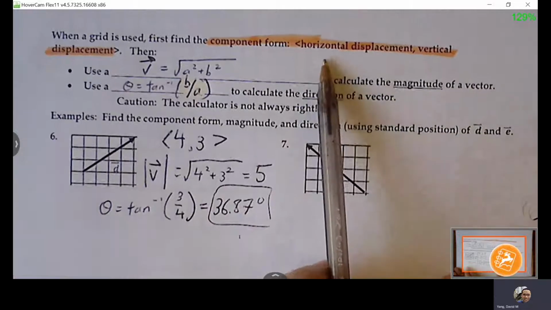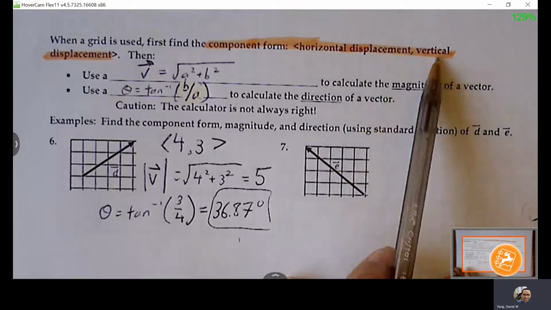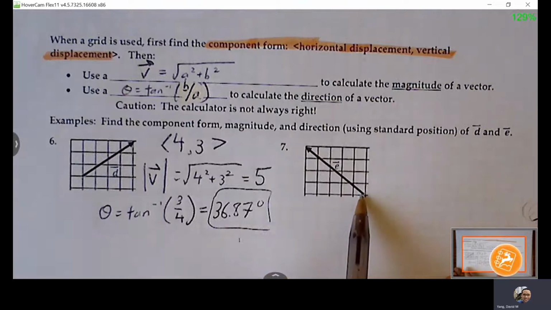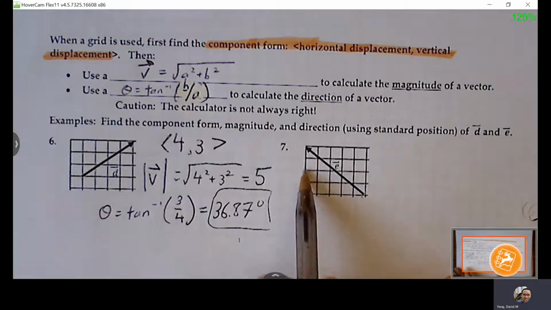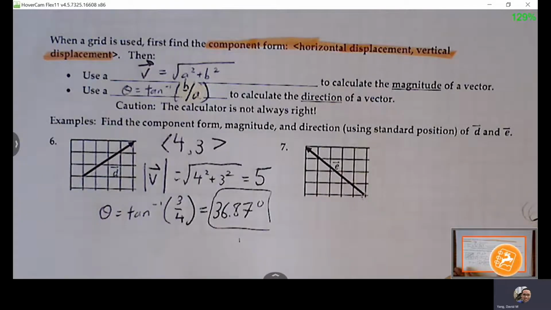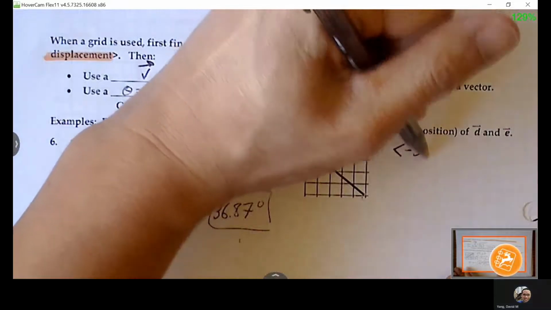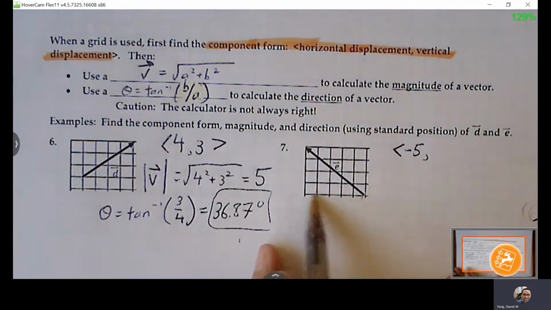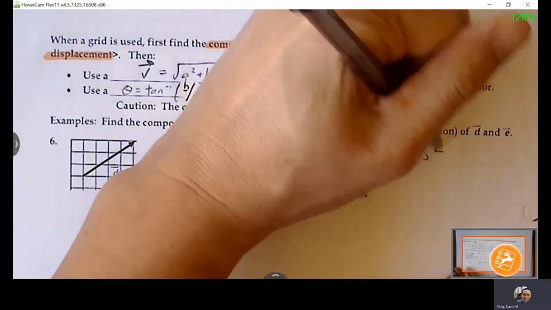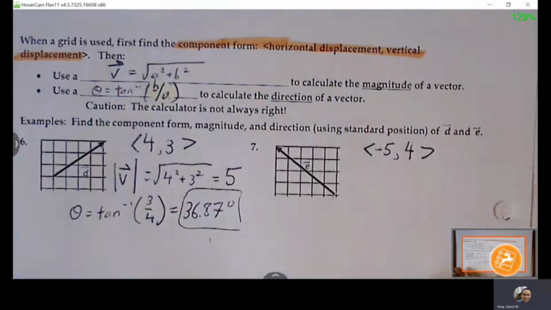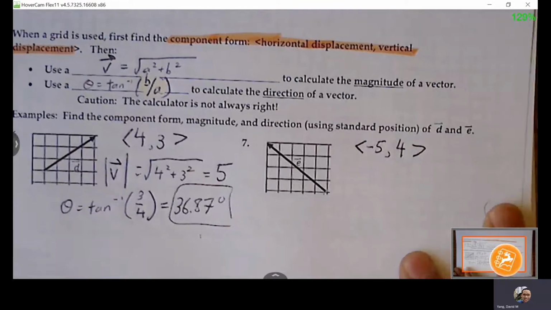Component form, we're always going to go horizontal displacement followed by vertical displacement. So you're going to count from your starting point. We're going to go horizontal first and vertical. All right. So what's our A value going to be? Good, right? Left is negative and vertical down is negative. Okay, so -5. What's the vertical component? +4. There it is. That's our component form. That's very helpful because those are the only two numbers that we need to get to our magnitude and our direction. Okay.